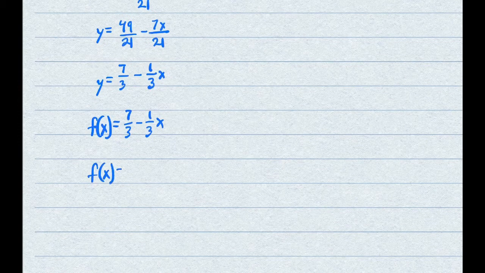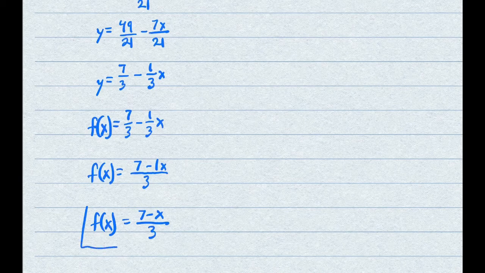Now you can optionally go one more step and combine the two terms on the right side into one term. They have the same denominator, so you'll have 3. And on the top you have 7 minus 1x, which you can just rewrite as 7 minus x over 3. So that's your answer here.